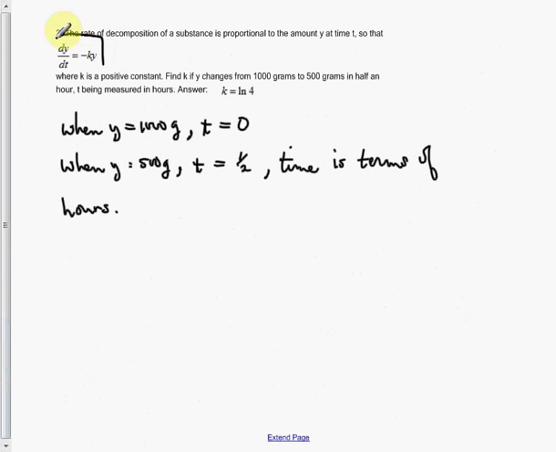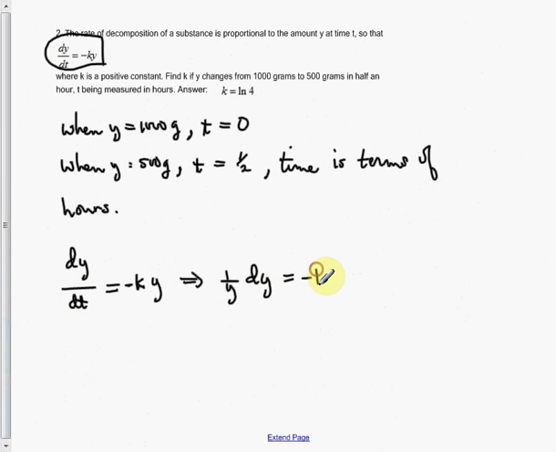So we have to solve this differential equation. We can solve by separation of the variables. This is dy over dt is equal to negative ky. In other words, I can get the y associated with the dy, then I can get the dt on the other side. If I divide both sides by y, we get 1 over y, multiply both sides by dt, so this just leaves dy over y is equal to negative k times dt.